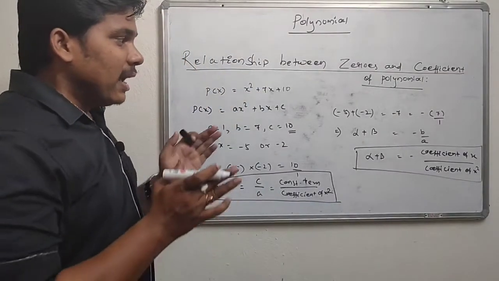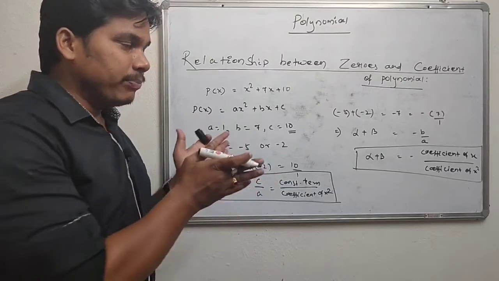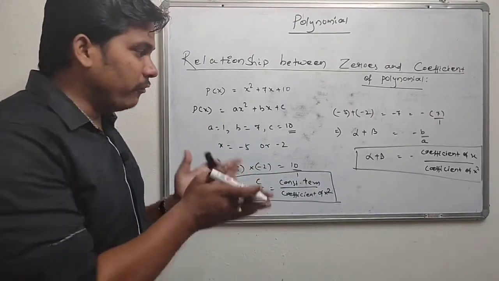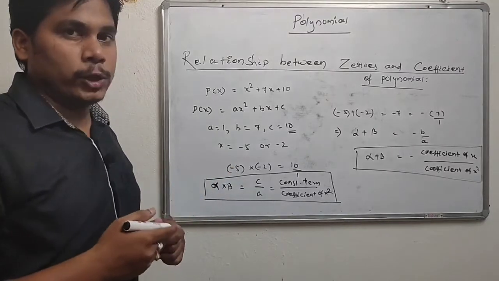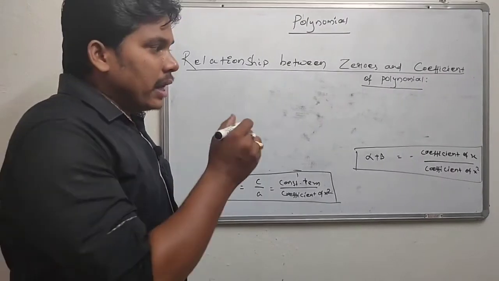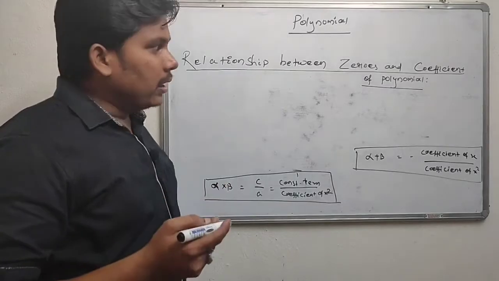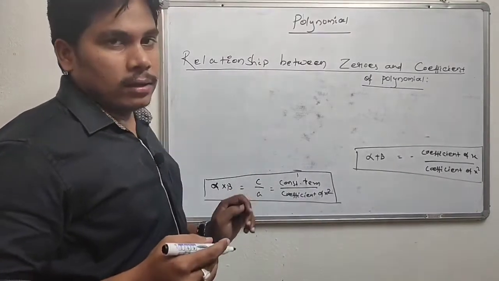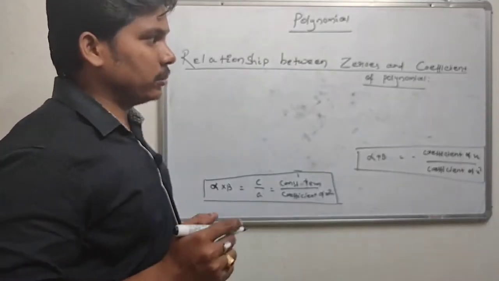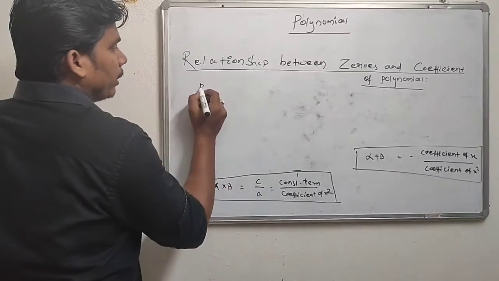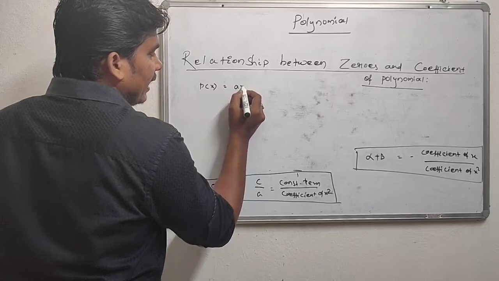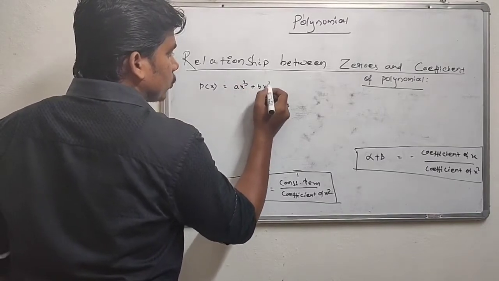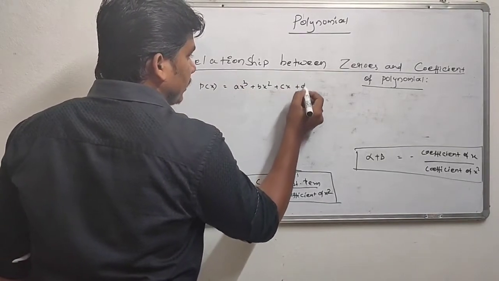Understand, my students? We already know this for the linear polynomial. Now we understood it for the quadratic polynomial. Now we'll understand it for the cubic polynomial. What are the zeros and what is the relation of zeros and coefficients of the polynomial? See, for a cubic polynomial, I can write p(x) in general as p(x) equal to ax cube plus bx square plus cx plus d.